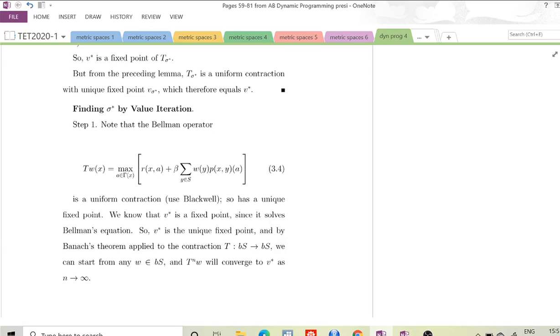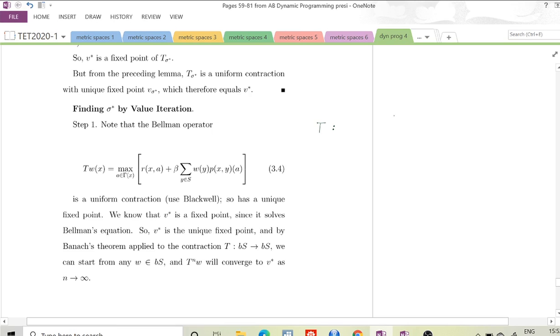So V star is a fixed point of T, and in fact, it's easy to show that T has a unique fixed point. We've done this in the deterministic case. It's similar here. So V star is the unique fixed point of this. And the way we showed it is to show that T is actually a uniform contraction. So we can show that here as well.